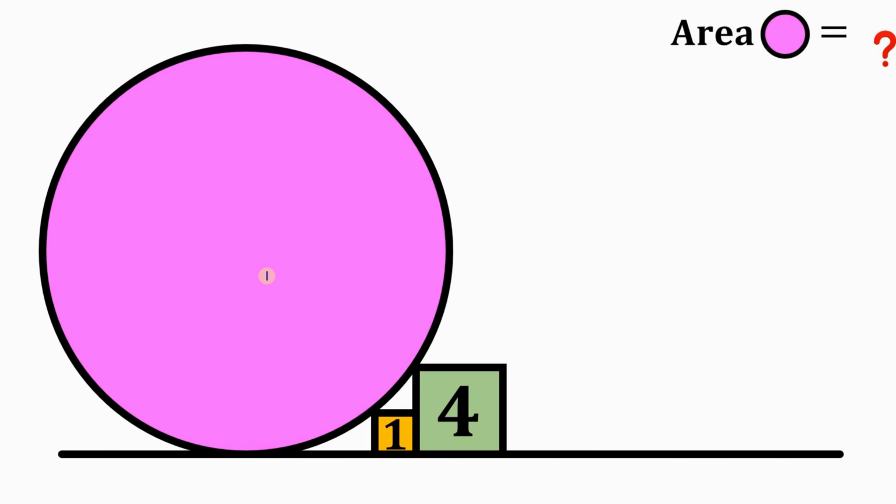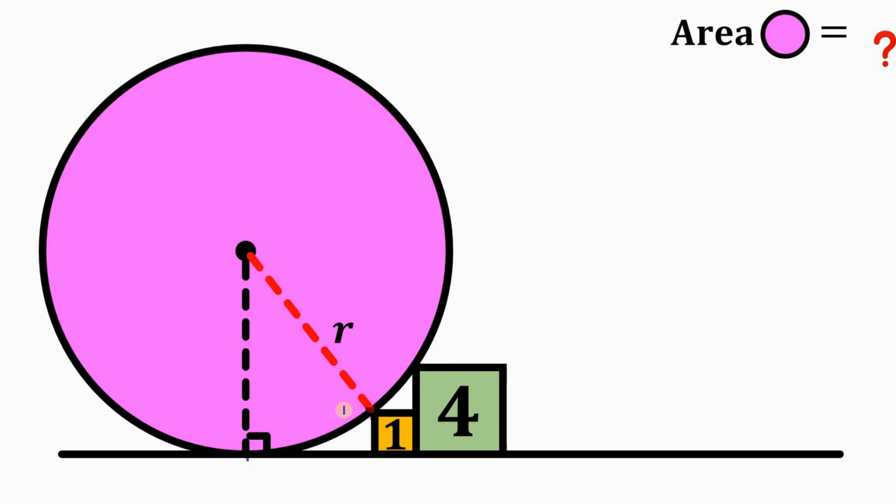Alright, so to find the area of this pink circle, what we're going to do is to focus on the center of this. Now, from the center of our circle, let's draw a radius directly to the point of tangency, and we know this creates a 90 degree angle. Now, consider this point, the tip of the square having an area of 1 square unit, and let's connect this to the center of our circle, and let's call this R.